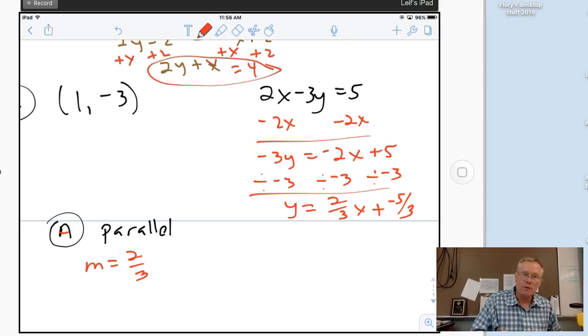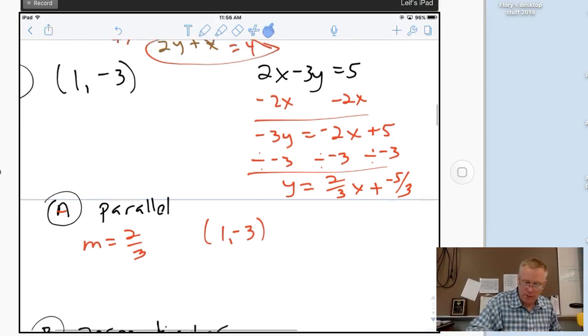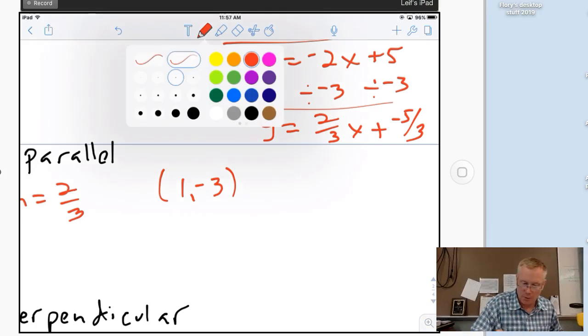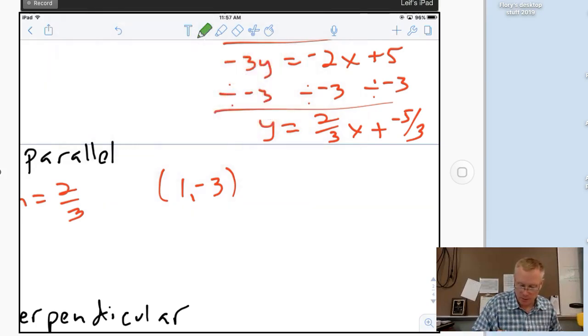And if it's parallel, the slope will also be 2/3, okay? And I need to go through this point, 1, -3. So I can plug this in once again into that same formula. y minus y1 equals m times x minus x1. y minus -3 is the same as y plus 3 equals 2/3 times x minus 1.